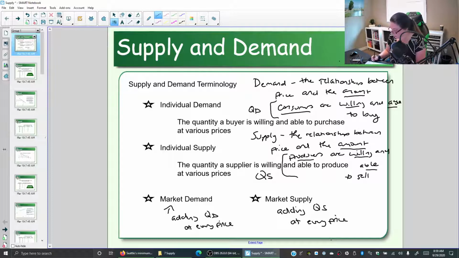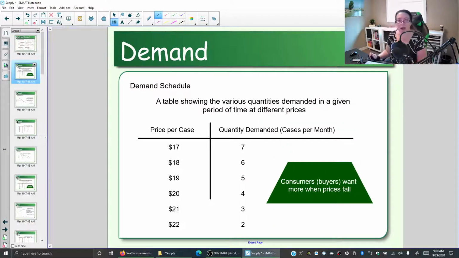So we're going to look at this. We're going to look at an example of this, how we get that market demand and market supply. And ultimately, we're going to look at what the price is in the market. So how do we get to that equilibrium? What is the price and the quantity sold? So let's start with this example here.